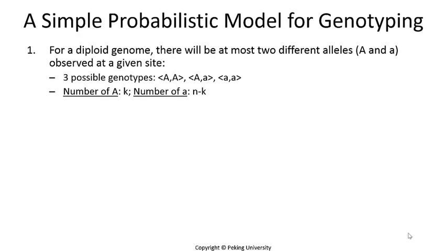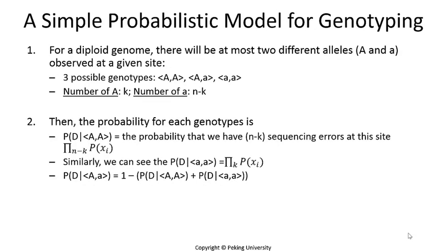For a diploid genome, there can only be 3 possible genotypes for a locus: big A big A, small a small a, and big A small a. Assume that we observed at this locus k reads supporting the big A and n-k reads supporting the small a. If the true genotype is big A, then the n-k reads supporting the small a must arise from sequencing error. The corresponding probability is a multiplication of the probability of a read being sequenced with error at this locus over all these n-k reads.